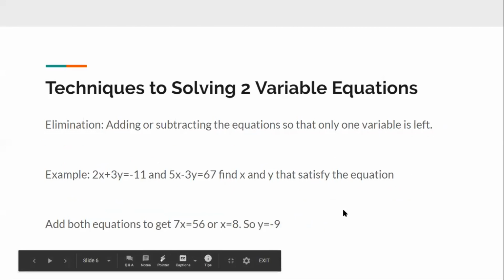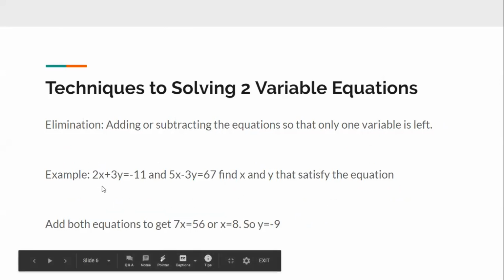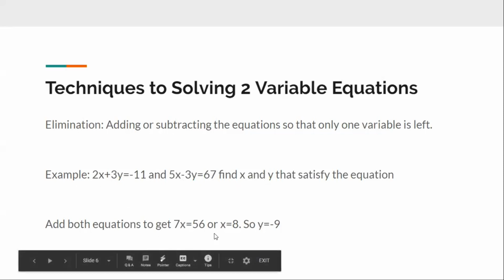Another way is elimination. This requires you to add the two equations so that there's only one variable left and you can easily solve it then. This is kind of the better method. So if you're given two equations, 2x plus 3y is equal to negative 11 and 5x minus 3y is equal to 67, and you're asked to find x and y that satisfy the equations, you can simply add both of the equations and you're going to get 7x is equal to 56, or x is equal to 8 and y is equal to negative 9.